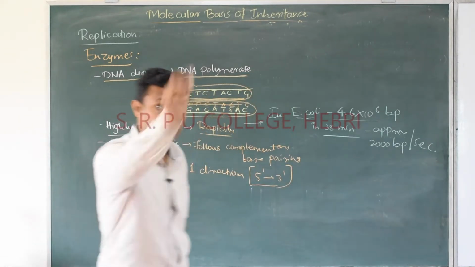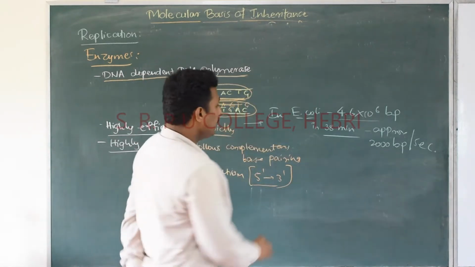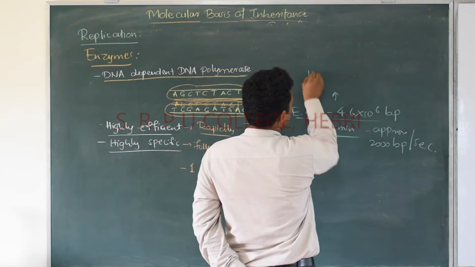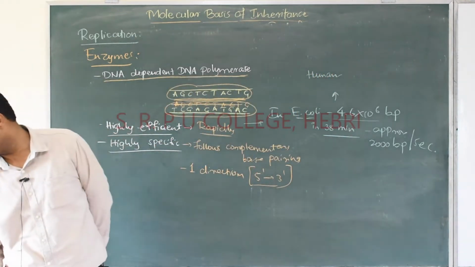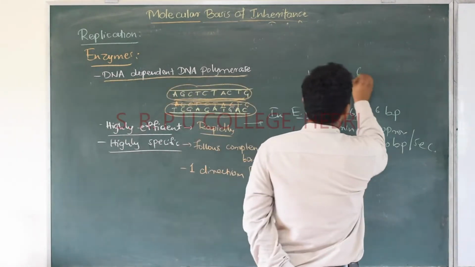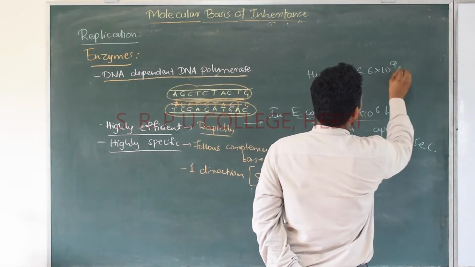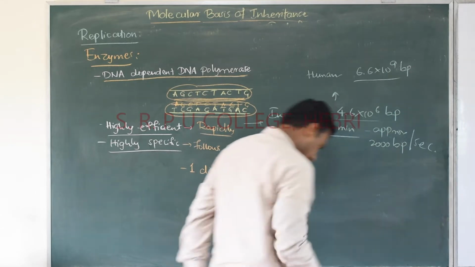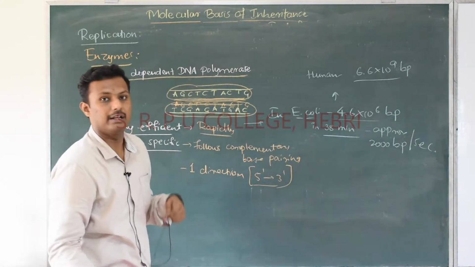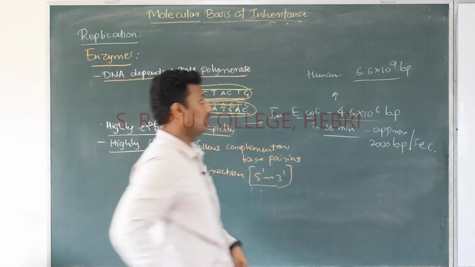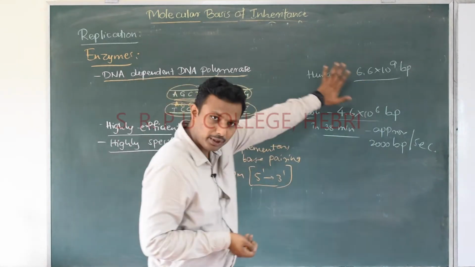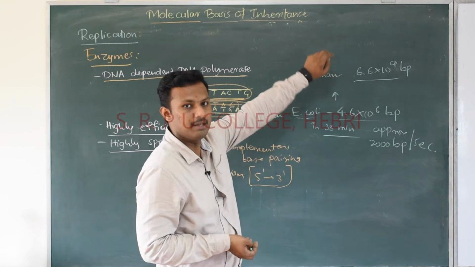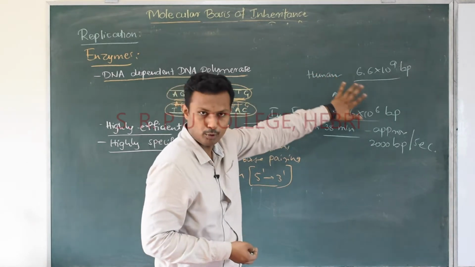Now you can also calculate it for human, right? In the haploid content of the human DNA, the amount of base pairs is 6.6 into 10 raised to 9 base pairs. If that is the amount of DNA, you can calculate. This was a question in the NEET examination, so you note that point and try to calculate. Maybe in the CET class I would like to tell you about that.